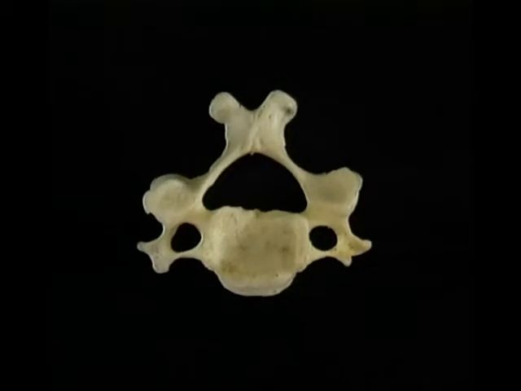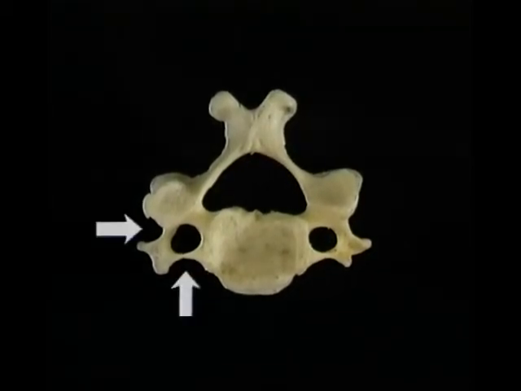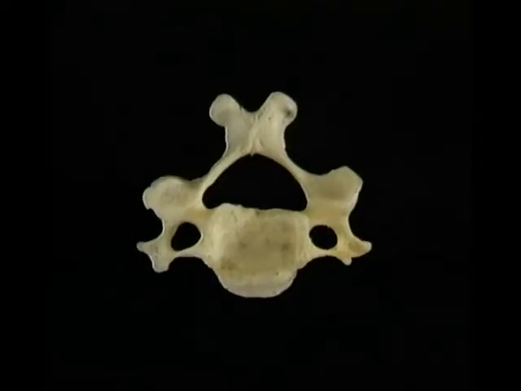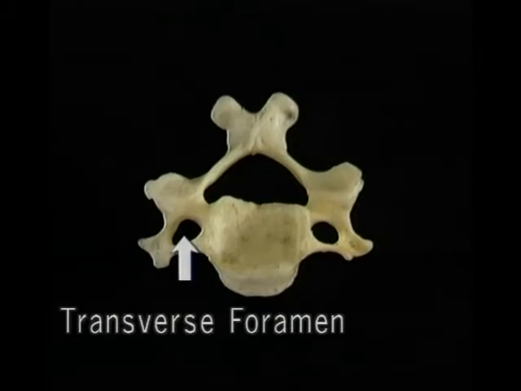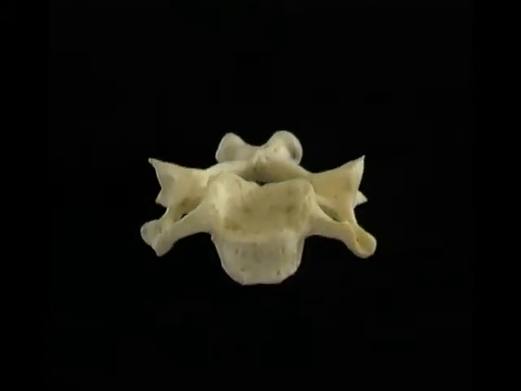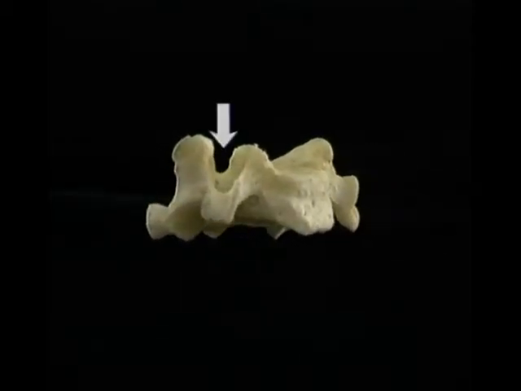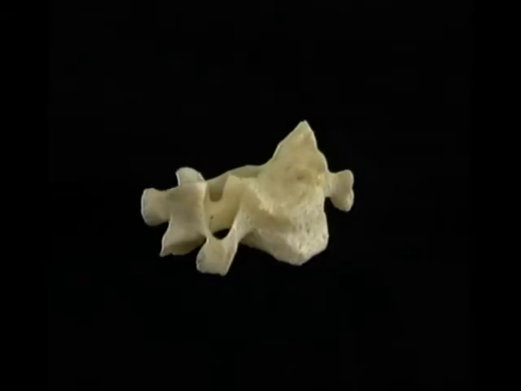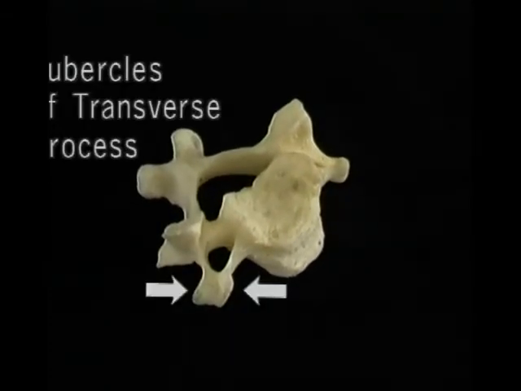The transverse processes arise from the side of the body and also from here on the articular pillar. The transverse process of a cervical vertebra has a hole in it, the transverse foramen, through which the vertebral artery passes. The transverse process is shaped like a gutter pointing downwards. It ends in two tubercles, an anterior and a posterior, where the scalene muscles attach.